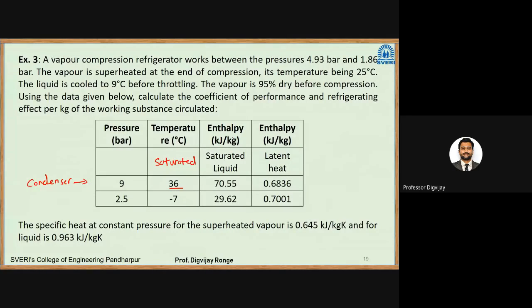Now see in the problem, the temperature at the end of compression is 25 degrees Celsius, and the liquid is cooled to 9 degrees Celsius. See here, the saturation temperature for 9 bar is 36 degrees Celsius, but the liquid is cooled to 9 degrees Celsius. That means there is subcooling.